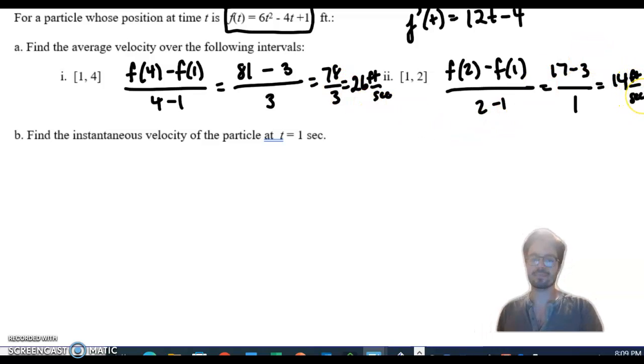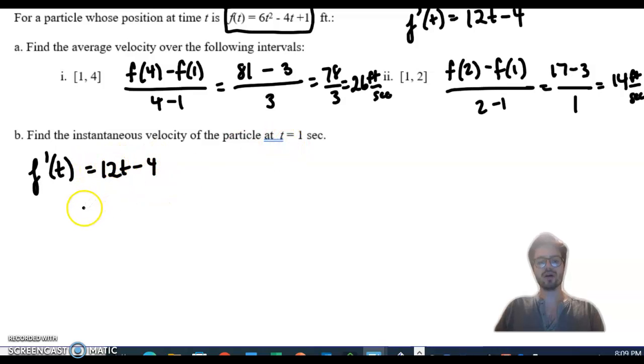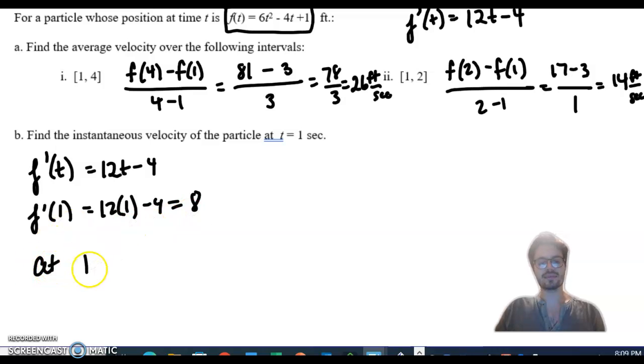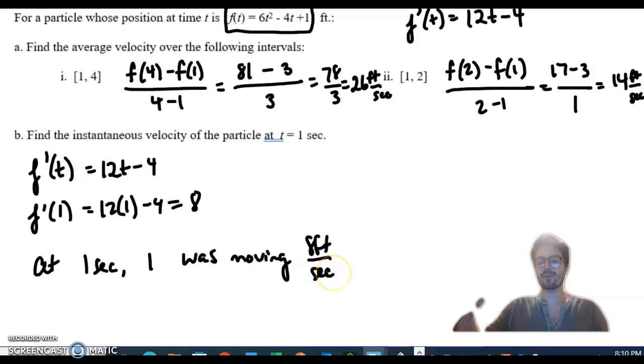Okay. Now the instantaneous velocity, I'm no longer wondering over an interval. I want to know exactly at a certain time, how fast was I moving? Okay, so 1 second, how fast was I moving at that moment in time? The instantaneous velocity. Well, I have the derivative. That's what the derivative gives me. So if I plug in 1, I get 8. That means at 1 second, I was moving 8 feet per second. Right at that moment in time.